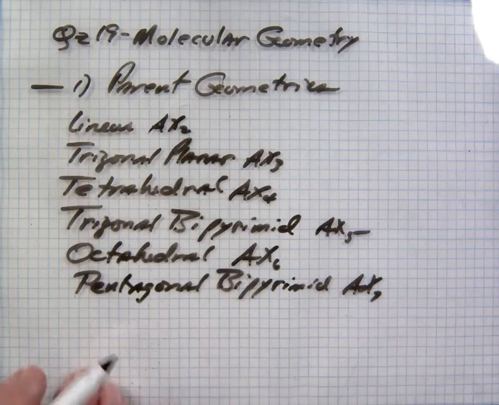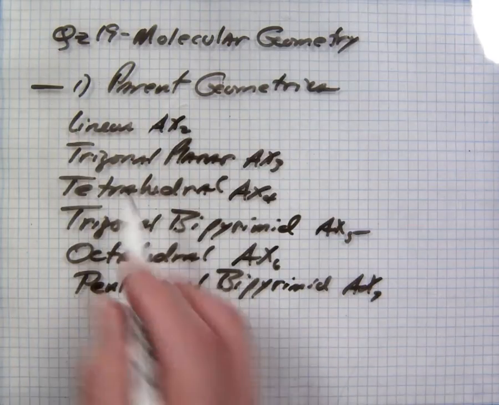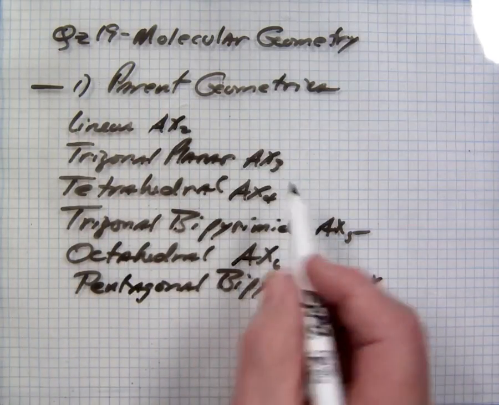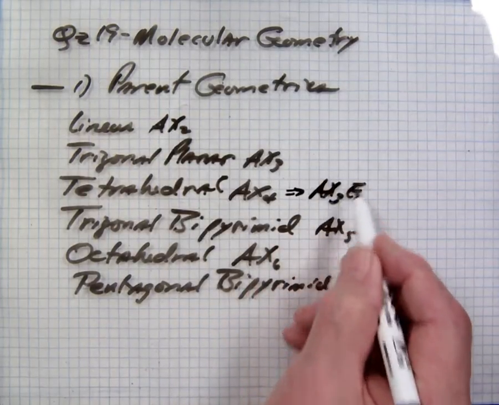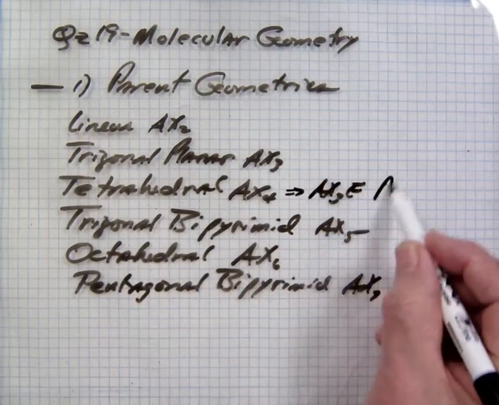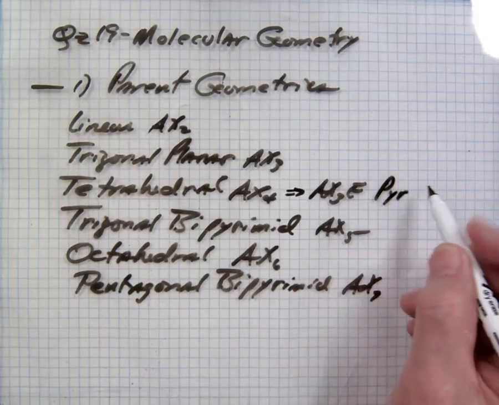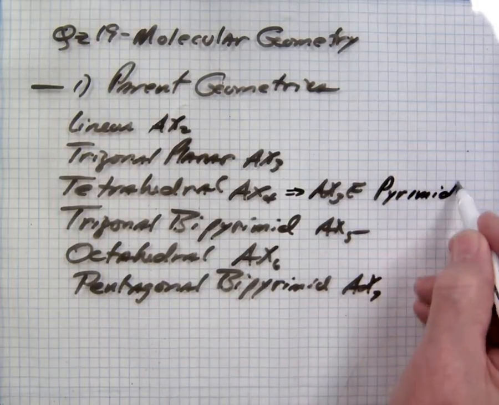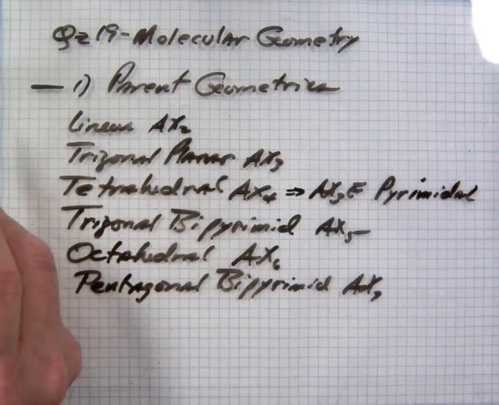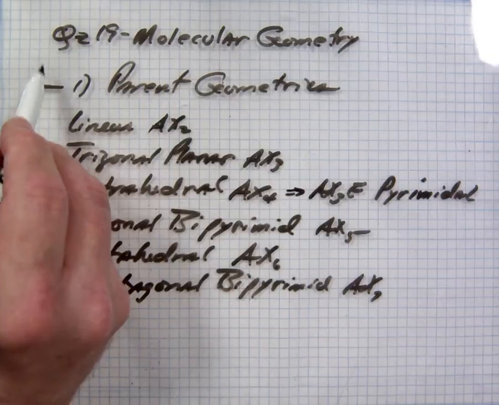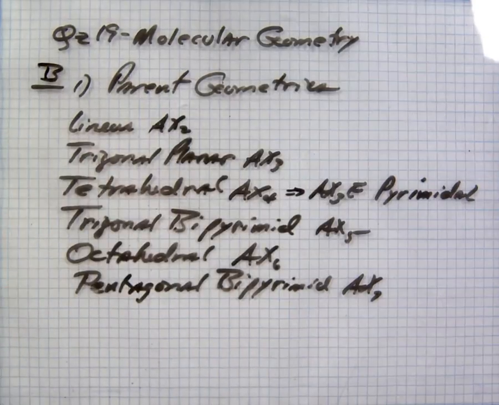At any rate, out of the tetrahedral, we can get an AX3E geometry, which is pyramidal. That is the exception that comes out of that. So the one that is not is pyramidal, B choice in that. So, any questions?